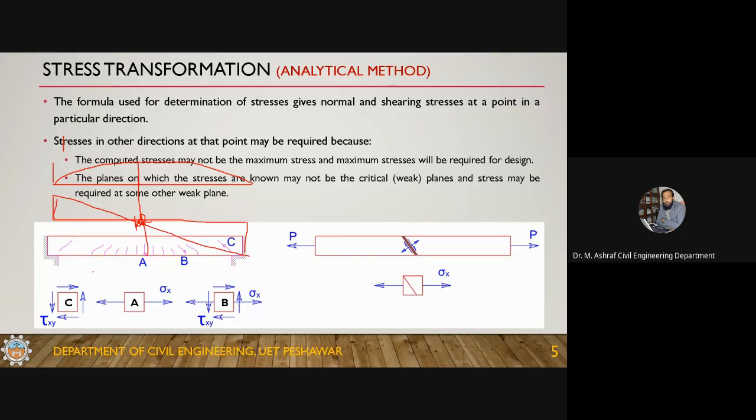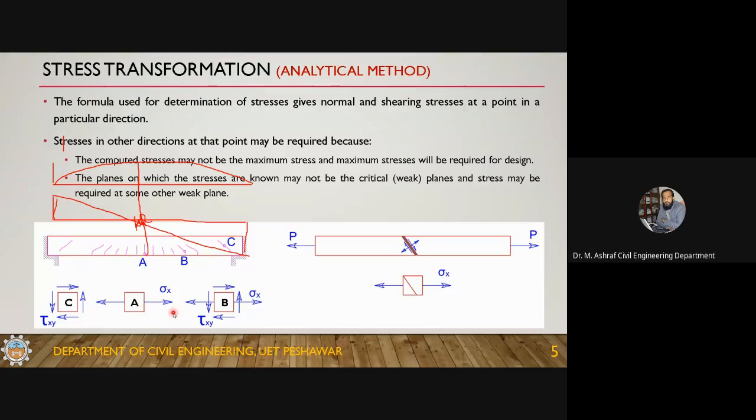Now at this point A, there is no shear acting. The only force acting is the bending moment. So at this point there will be no shear in this beam. This will be subjected to a pure bending moment. There will be no shear stress. So the state of stress will be like this. There is no shear, so this will be the state of stress at this point A.